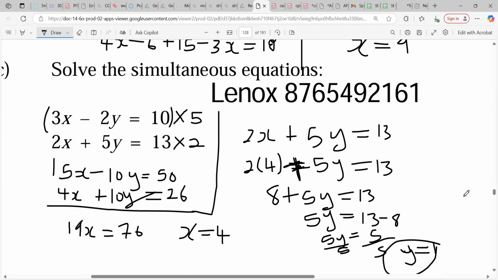All right, so it's x equals 4, y equals 1.